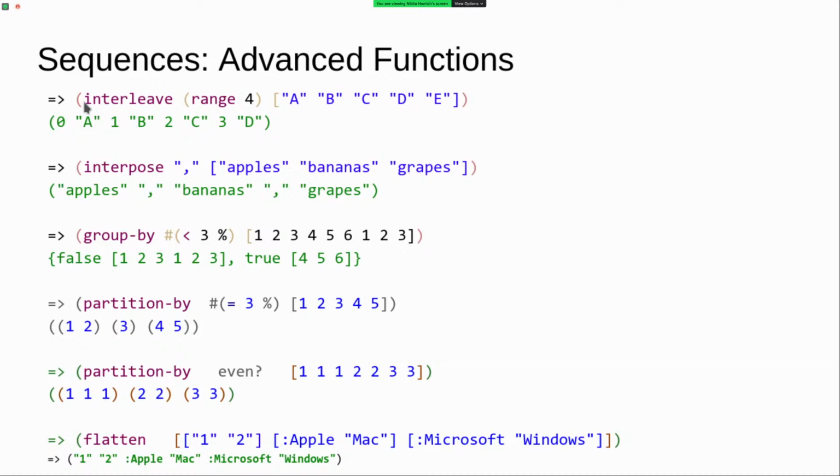First one is interleave, that mixes two collections into one in such a way that it takes the first element of the first collection, the first element of the second collection, the second element of the first, second of the second, etc. It's kind of like a zip line on our hoodies and on our codes.